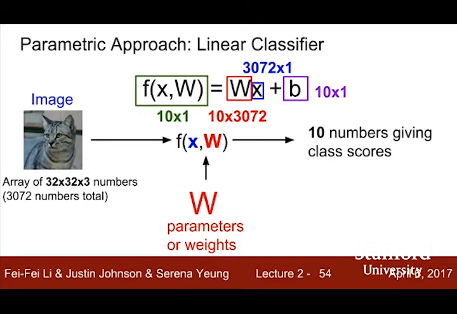Also, you'll often see that we add a bias term, which will be a constant vector of 10 elements that does not interact with the training data, and instead just gives us some sort of data-independent preferences for some classes over others. So you might imagine that if your data set was unbalanced and had many more cats than dogs, for example, then the bias element corresponding to cat would be higher than the other ones.